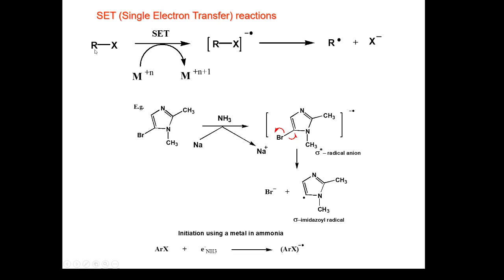So I've got an alkyl halide. SET stands for single electron transfer reactions, where only one electron is being transferred. In one of these reactions, we end up with a free radical. The one electron that's being transferred goes to the halogen and makes the halogen negatively charged and happy. The alkyl chain is left out.